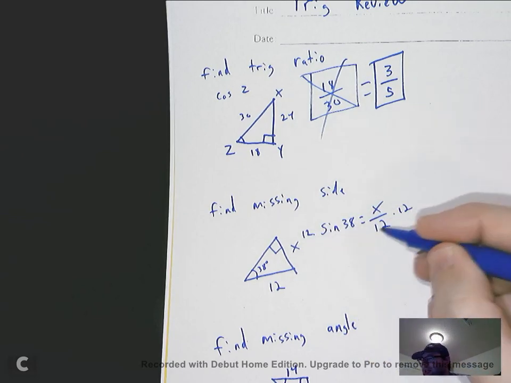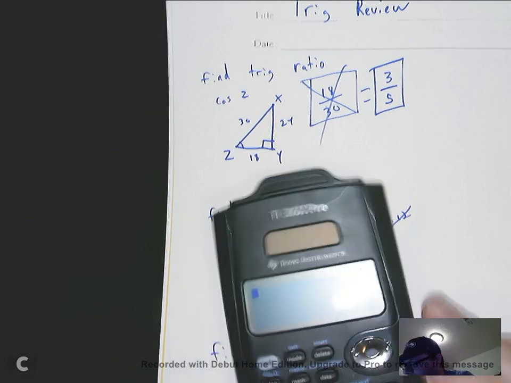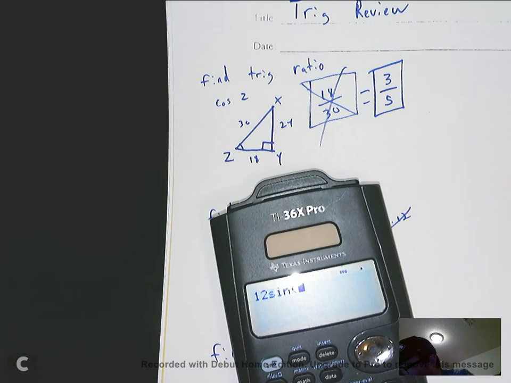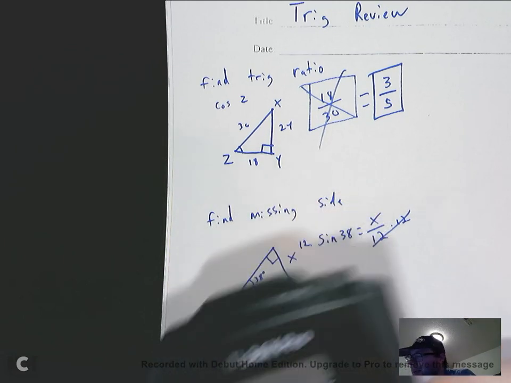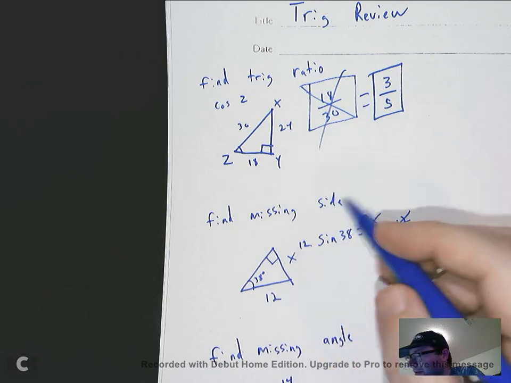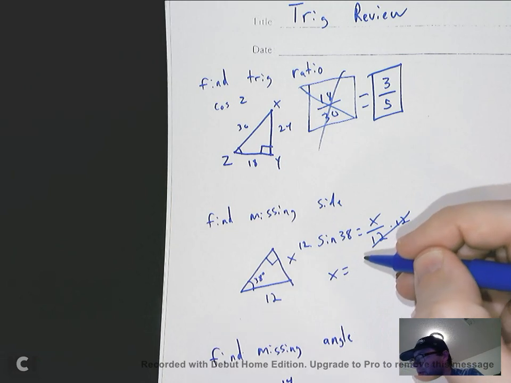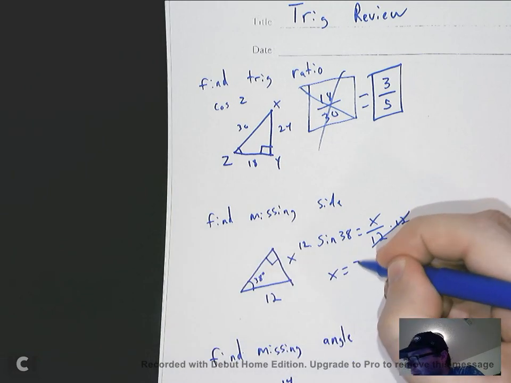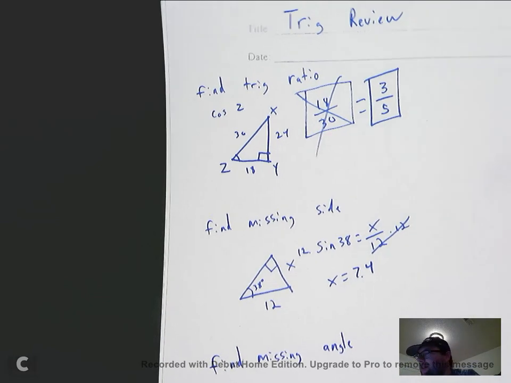And then we just plug in 12 sine of 38 into our calculator. So 12 times sine of 38. And I get 7.38. And I want to round that to the nearest tenth. I believe I didn't write the instruction down, but I believe it wanted it to the nearest tenth. So 7.38 would round to 7.4. Okay. All right, one last one to go over.